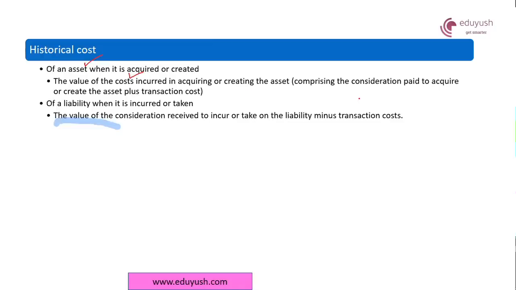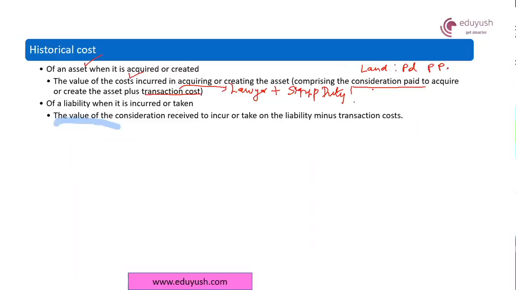So what could be there? You can have consideration paid. You can have any transaction cost. So suppose you purchased land, you paid the purchase price, and you also paid the lawyer. You also paid some stamp duty. You can add all of this, which will give you the historical cost.